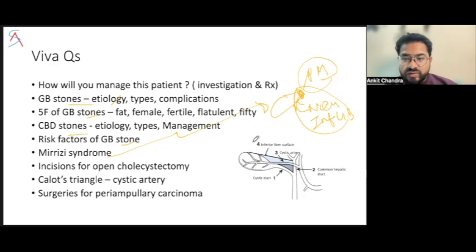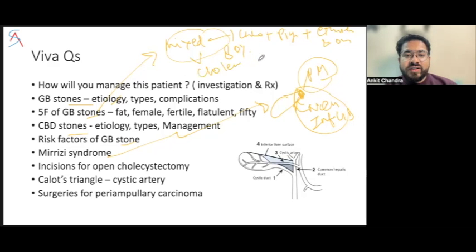And what type of stones do you find generally in the gallbladder? Most of the time it is mixed type of stones, which have cholesterol, pigments, epithelial debris and infective organisms. Around 80% of the time you'll find mixed type of gallbladder stone. 10% of the time you'll find cholesterol stones, and then pigment stones.